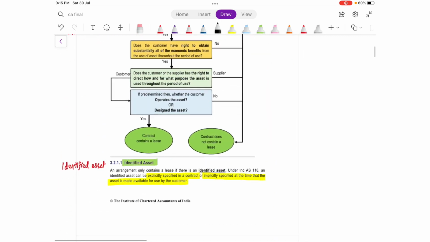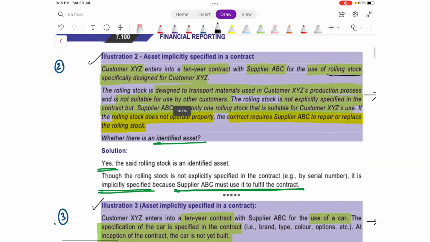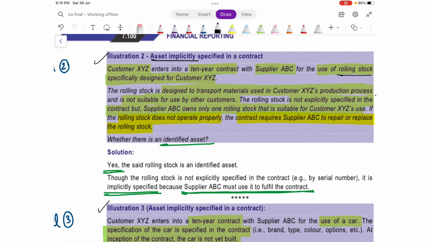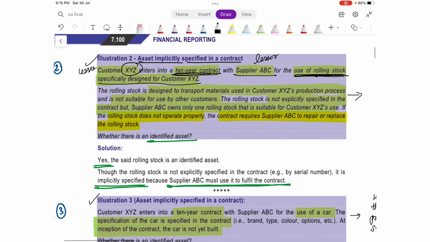Moving on to your illustration number 2. Illustration number 2 is related to an asset implicitly specified in the contract. Here they are saying there is a customer XYZ who enters into a 10-year contract with the supplier ABC. So here XYZ is the lessee and ABC is the lessor. They enter into a 10-year contract for the use of rolling stock specifically designed for customer XYZ. So there is a rolling stock, which is the asset here. They have entered into a lease for use of this asset, and it is specifically designed for customer XYZ. So this is like a customized asset for customer XYZ.